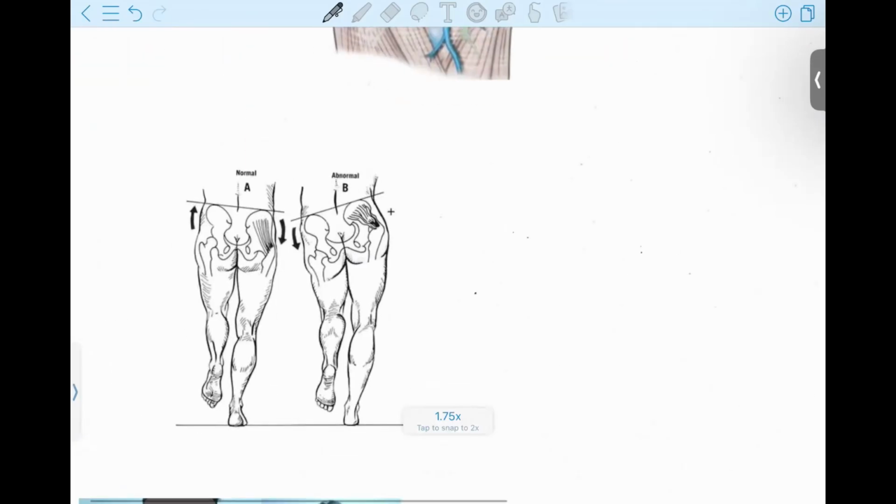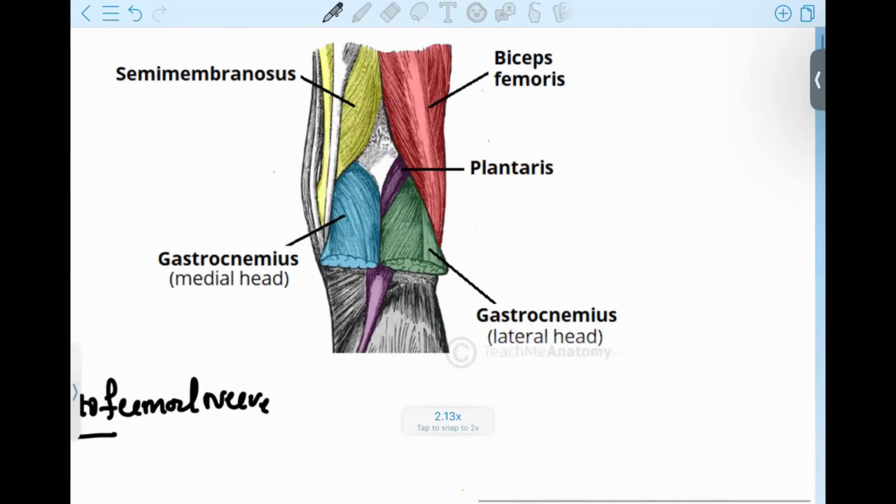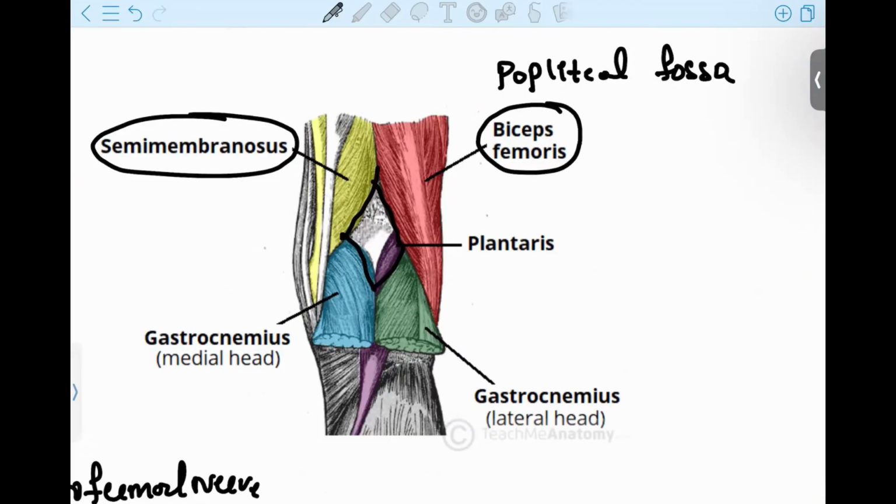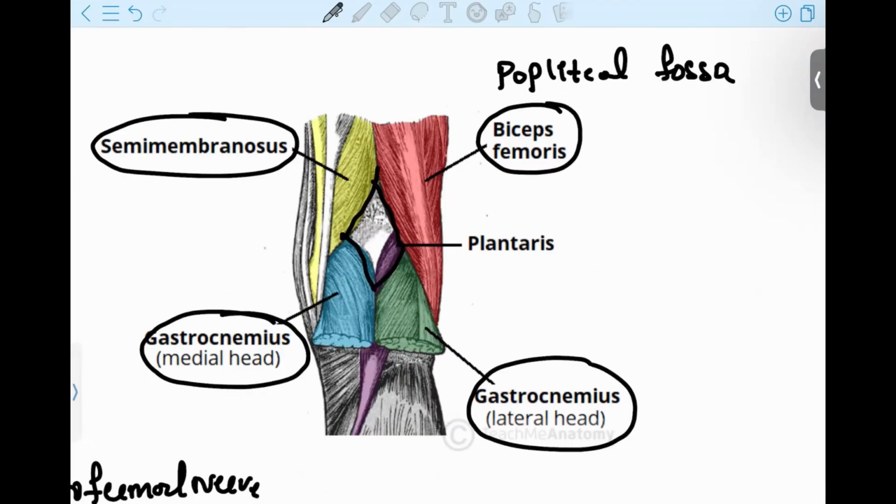Next, moving on to the popliteal fossa. This is your popliteal fossa, exactly on the posterior side of our popliteal region. These are the borders of the popliteal fossa. The lower border is formed by the gastrocnemius muscle, the medial and lateral heads on the downside. On the upper side, medially is the semimembranosus, and laterally is the biceps femoris.